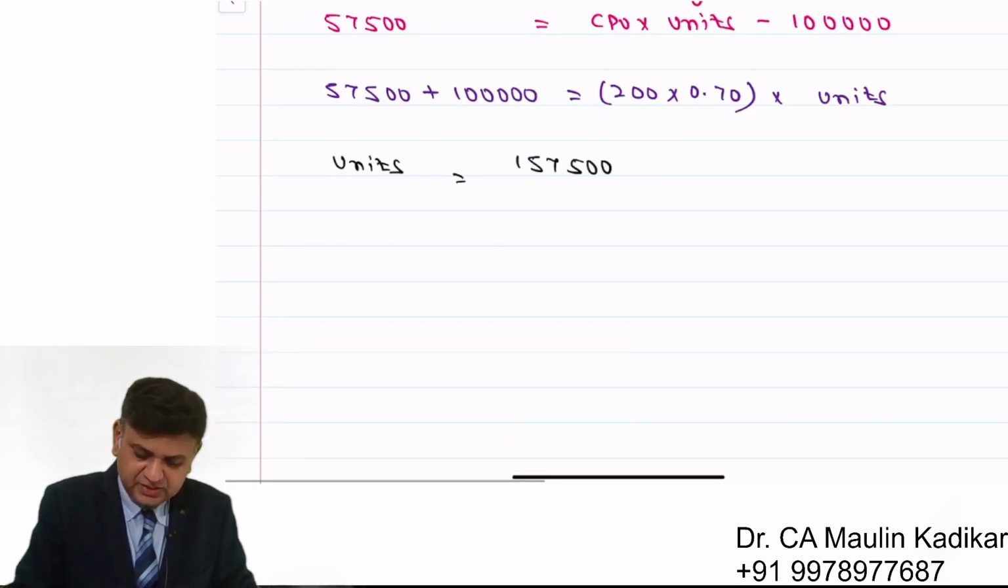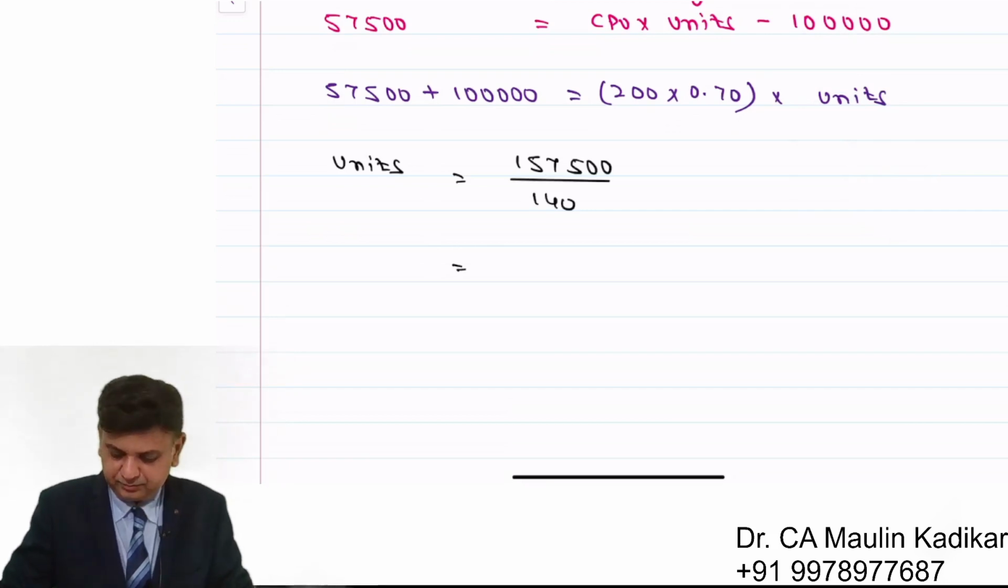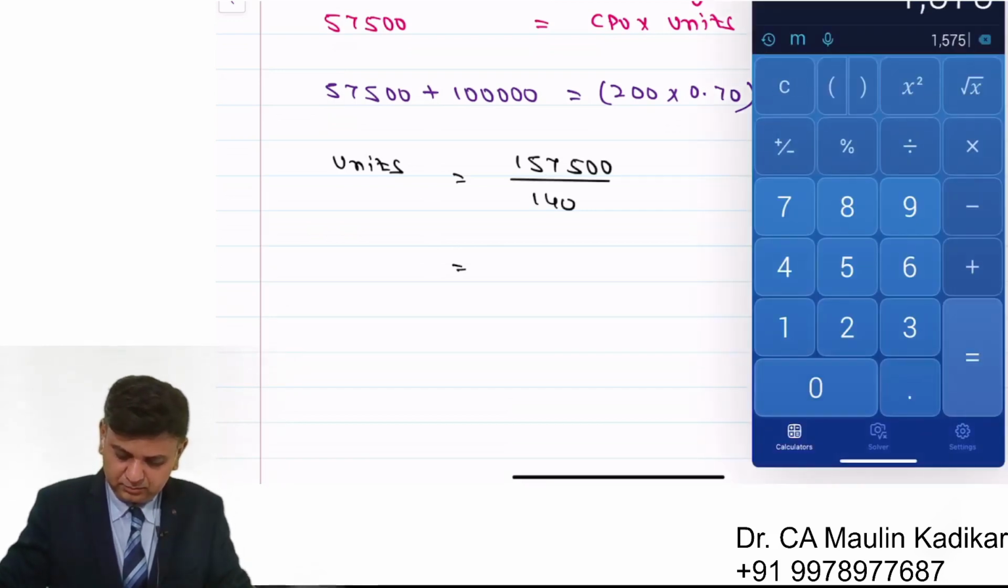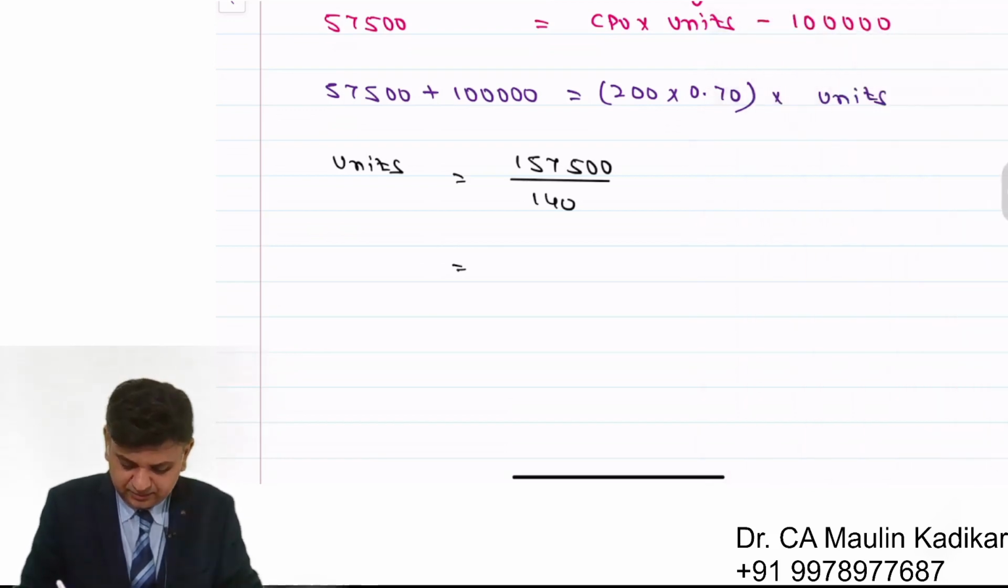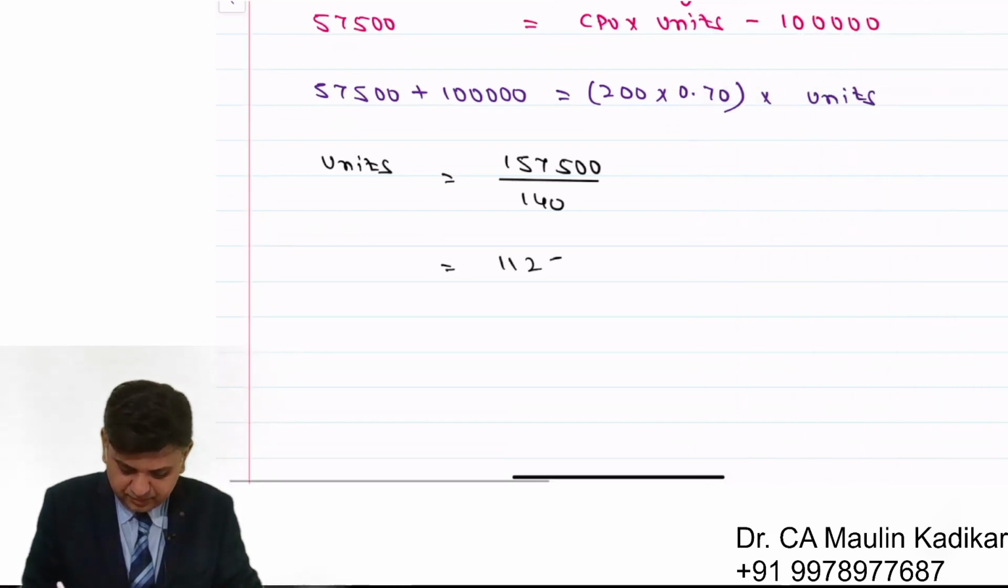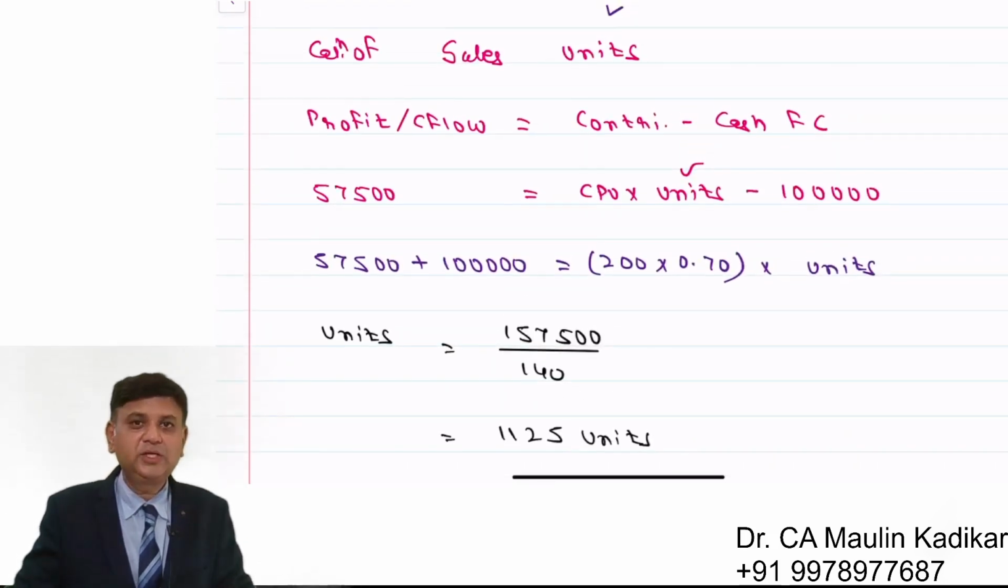It is 157,500 divided by 140. That is 1125 units. This is the way we compute how many units are supposed to be sold on an annual basis. What is the sales of the company on the annual basis? Please write down the answer.